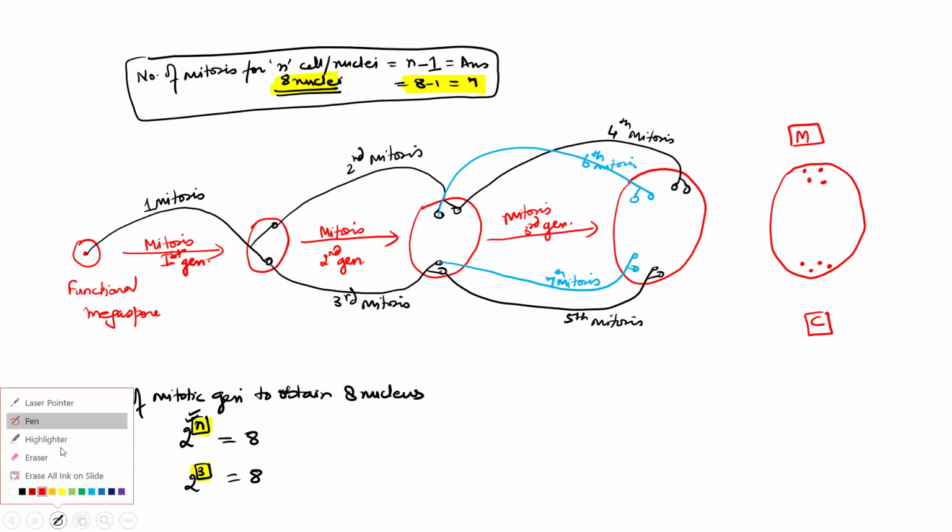Now, what will happen? We have to lay down the cell wall. When we lay down the cell wall, see what will happen. See the changes.